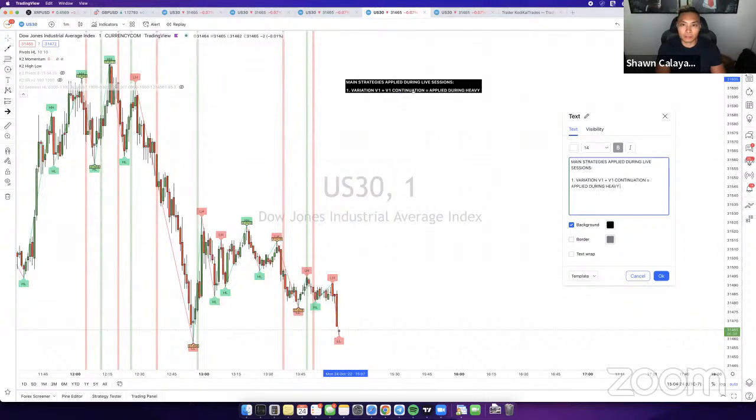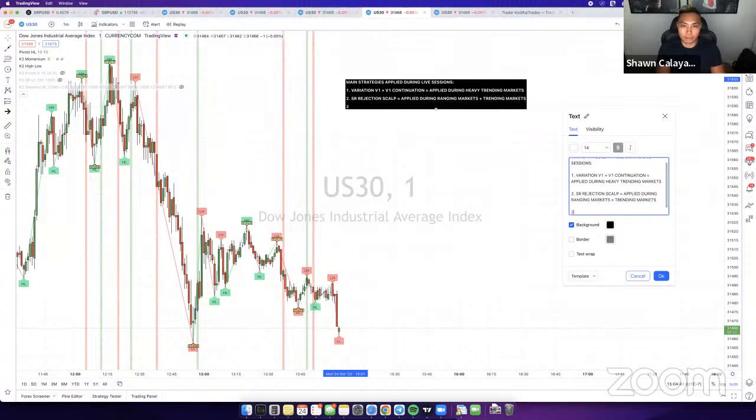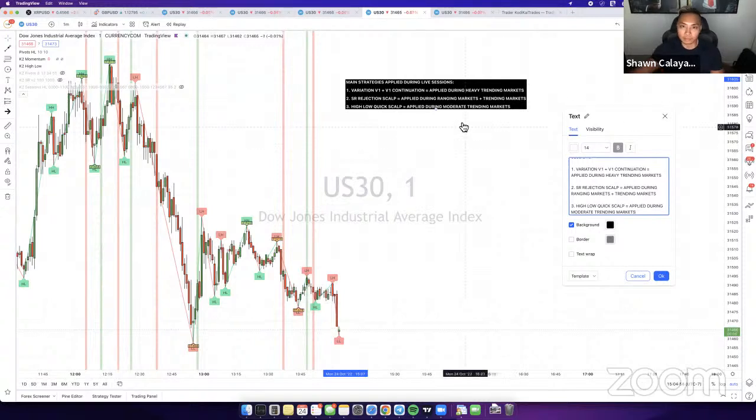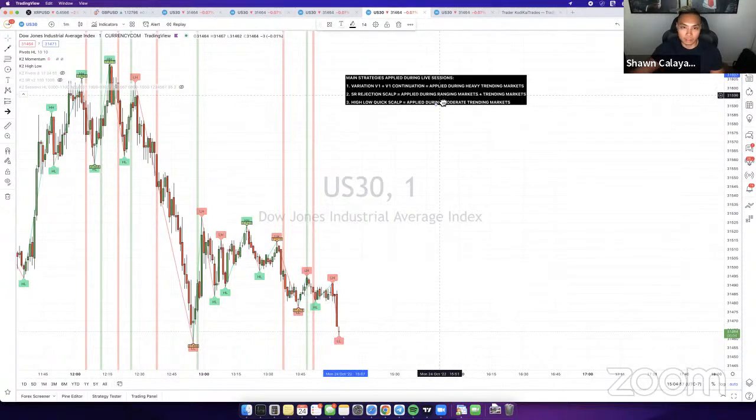Applied during heavy trending markets, the SR rejection scalp applied during ranging markets plus trending markets, and 3 high-low quick scalp applied during moderate trending markets. So it's not really that difficult. I mean, these are the main strategies we'll be focusing on.